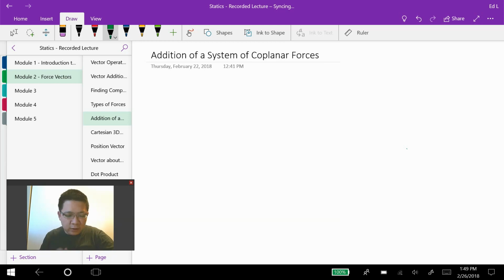And the term that I use in here is coplanar forces. I think it is more suitable to use the term concurrent forces, because the forces that we are considering in here, to some extent we can assume that they are acting from the same location. Okay, and then let's get started.